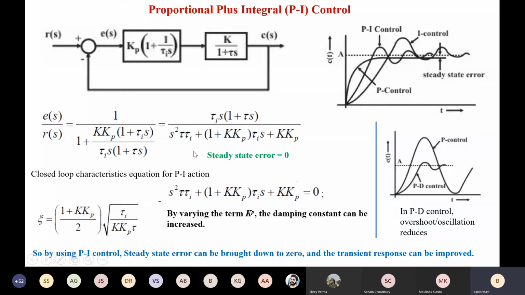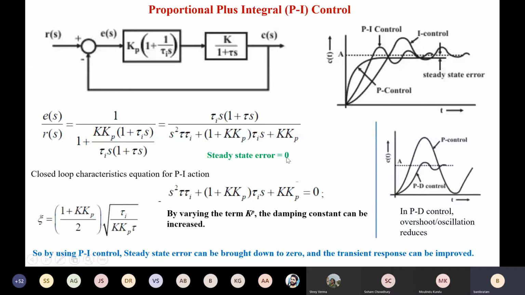Now this is your ES by RS. Then again, to find the steady state error, you multiply this with RS, and RS will be A by S, is it not? RS equals A by S. Then the steady state error will be the limit as S tends to 0 of S times ES. So S and A by S will get cancelled, so A into this factor, and again here S is in the numerator. If you put S tends to 0, again you will get the steady state error value as 0. Since the integral action alone was giving the steady state error value of 0, if you use P plus I, that will also give you a steady state error of 0.